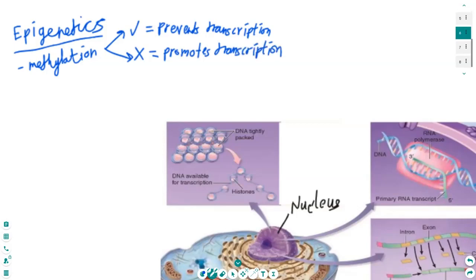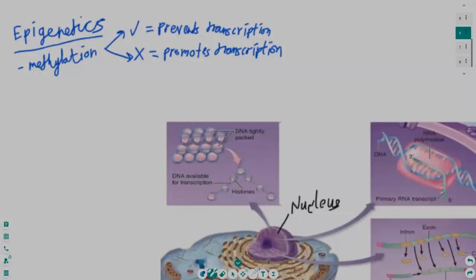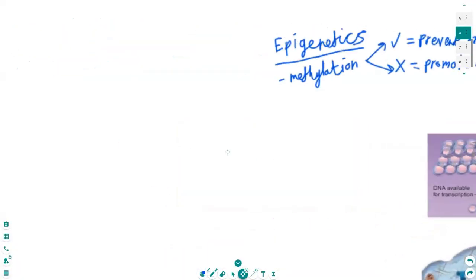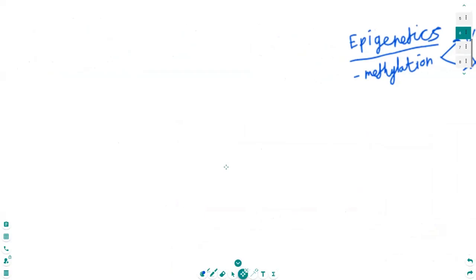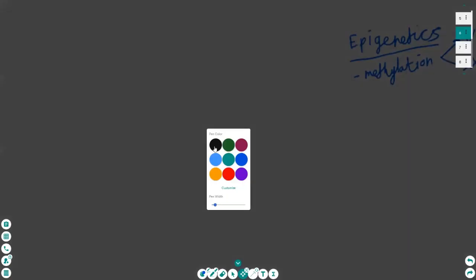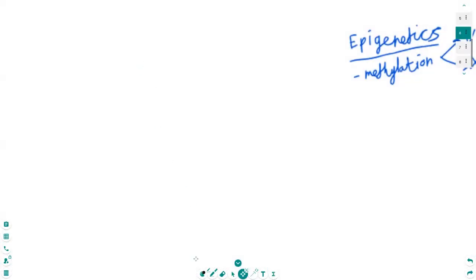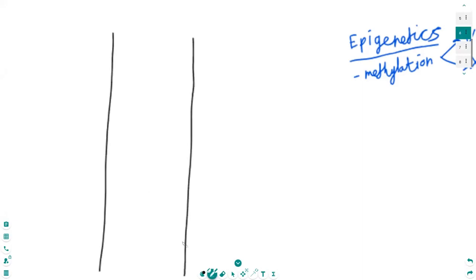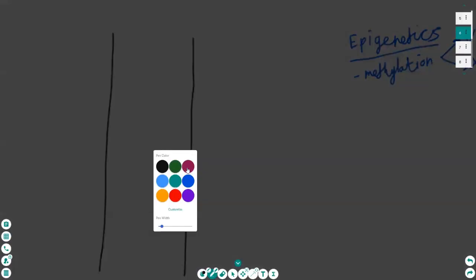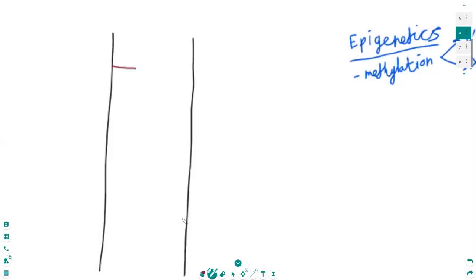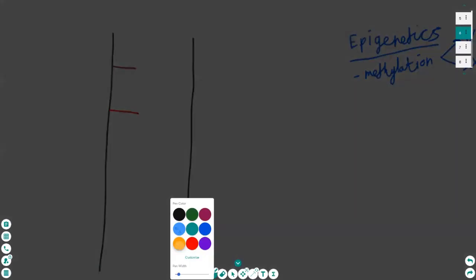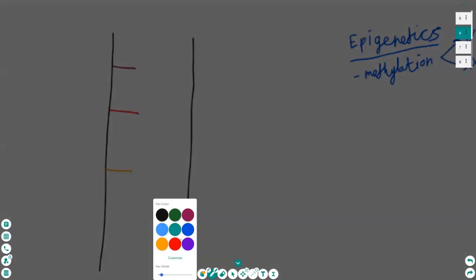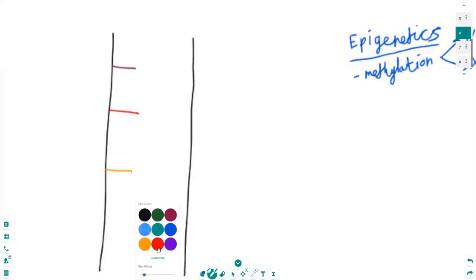I'm going to branch off here and talk about this. Here we have a DNA molecule. Here's one strand and here's the other strand, and here we have the genes. Let's do A, C. So this is just one gene.